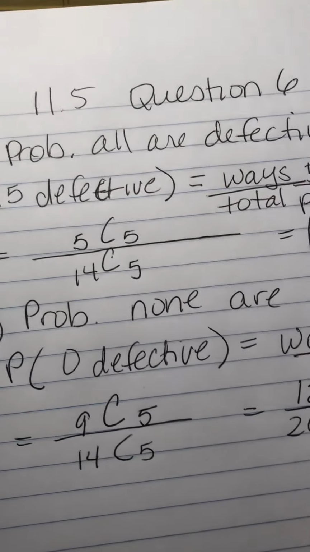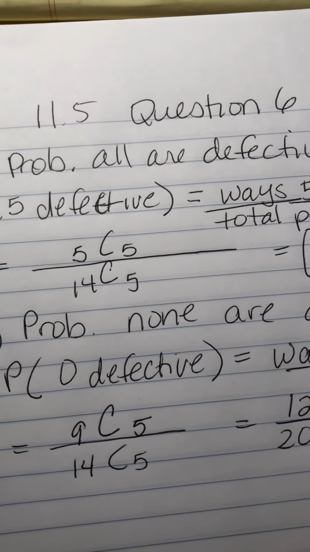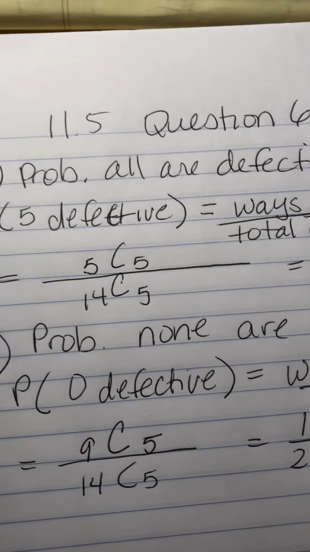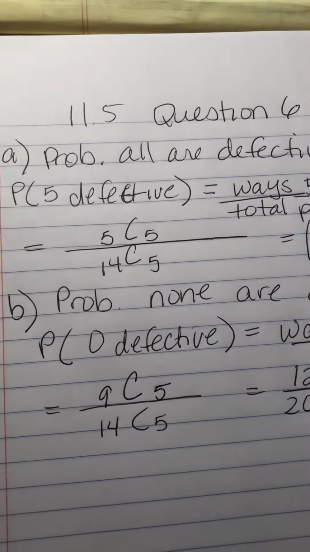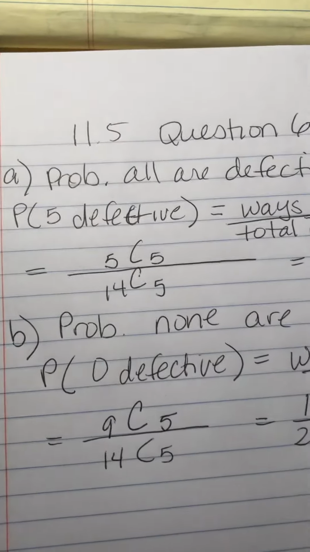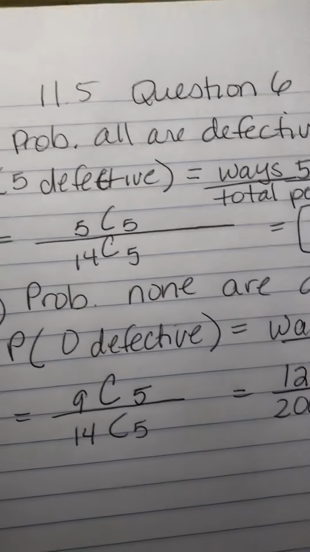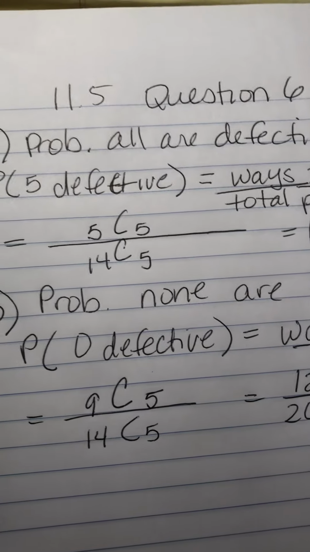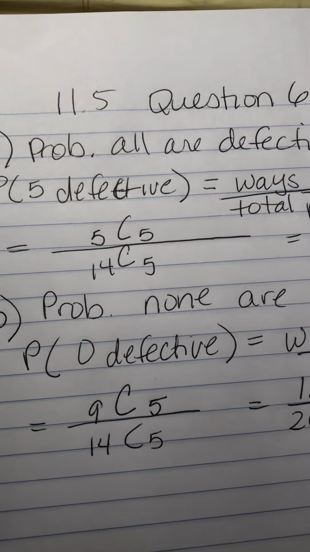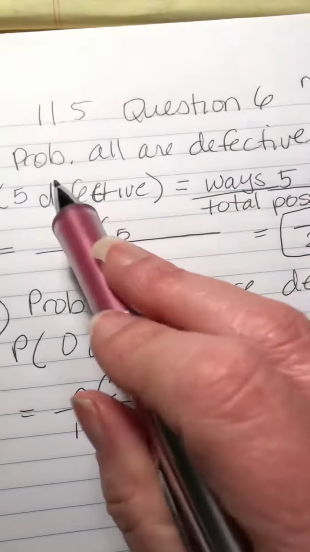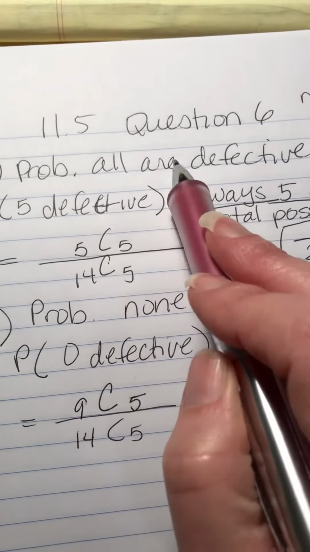This is a video to help you see how to solve question 6 from section 11.5. In this particular question, we are asked to calculate two probabilities for transistors. We have 14 transistors, 5 of them are defective, and we're selecting 5 at random. We're asked to find what's the probability that all are defective.